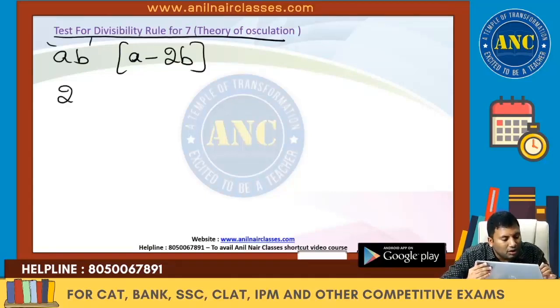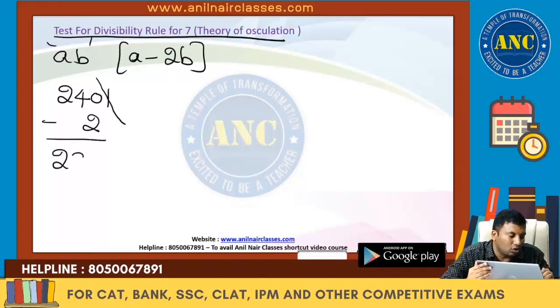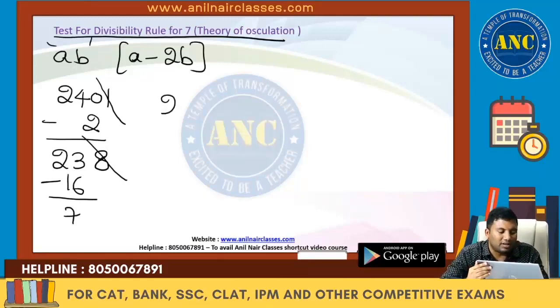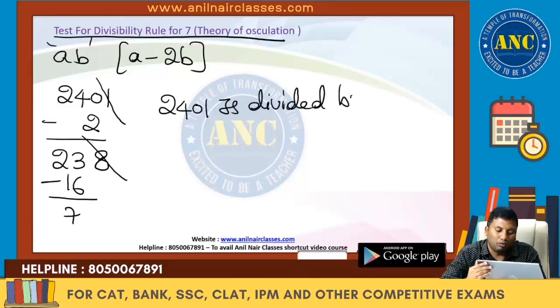For example, 2401. Take the unit digit, double it, 2. Subtract it from the remaining part, 238. Continue the process till you get a smaller number. Take the unit digit, double it, 16, and we get 7. 7 is divisible by 7. That means 2401 is divisible by 7. I hope the idea is clear.